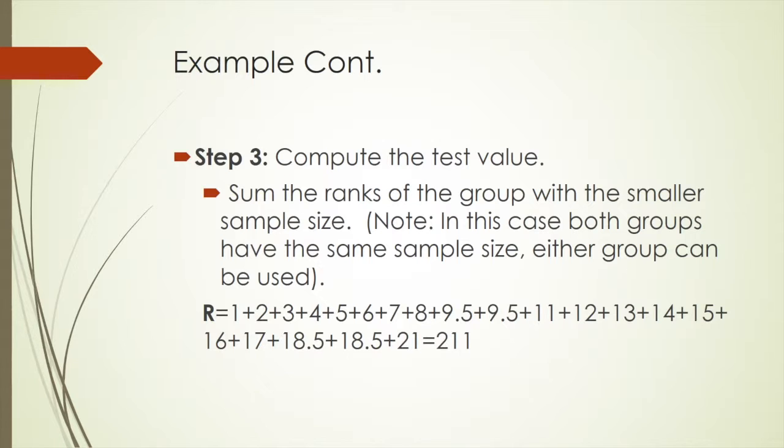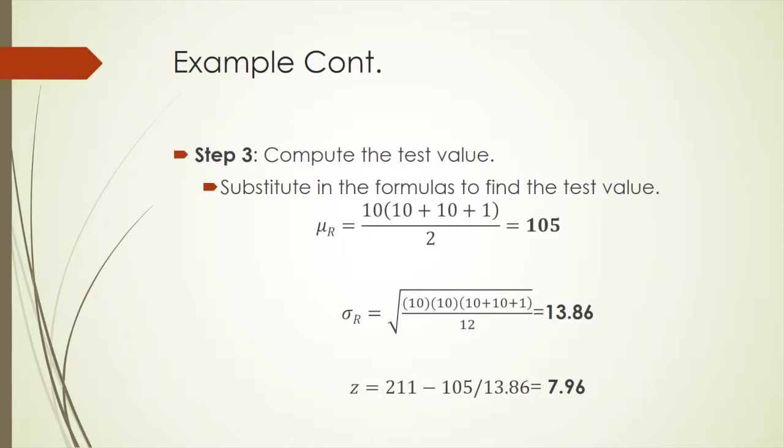Step 3 continued. We want to sum the ranks of the group with the smaller sample size. So in this case, they both had the same sample sizes, so we can use either group. The sum of ranks is equal to 211. Next, we want to substitute into the formulas to find the test value. And here we find that Z is equal to 7.96.